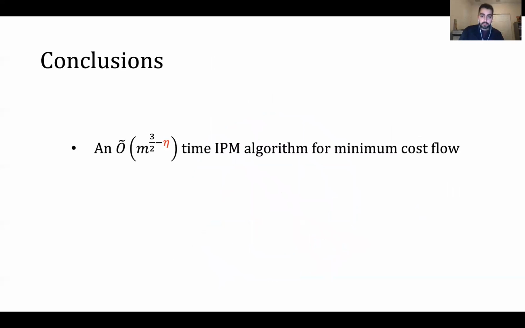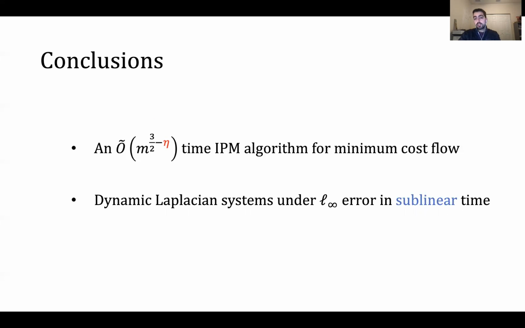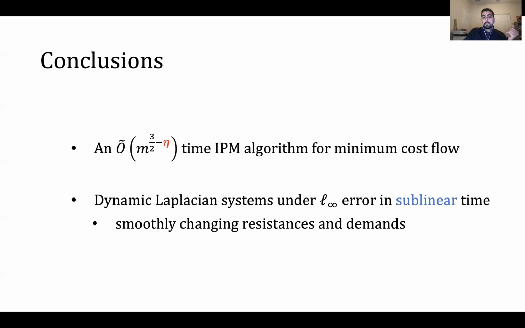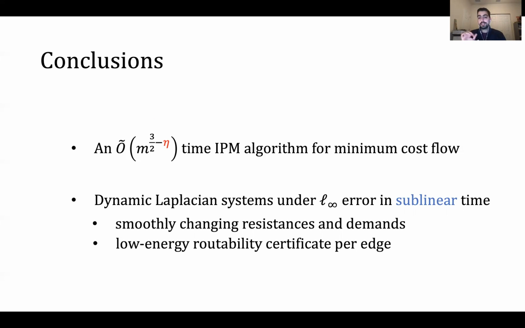To conclude, we gave a faster than m^{3/2} time algorithm for min cost flow using the interior point method. And the main tool was a data structure to solve dynamic Laplacian systems under some special circumstances: L infinity error instead of L2, and resistances and demands change smoothly. And we also had the certificate that the demands can be routed with low energy.